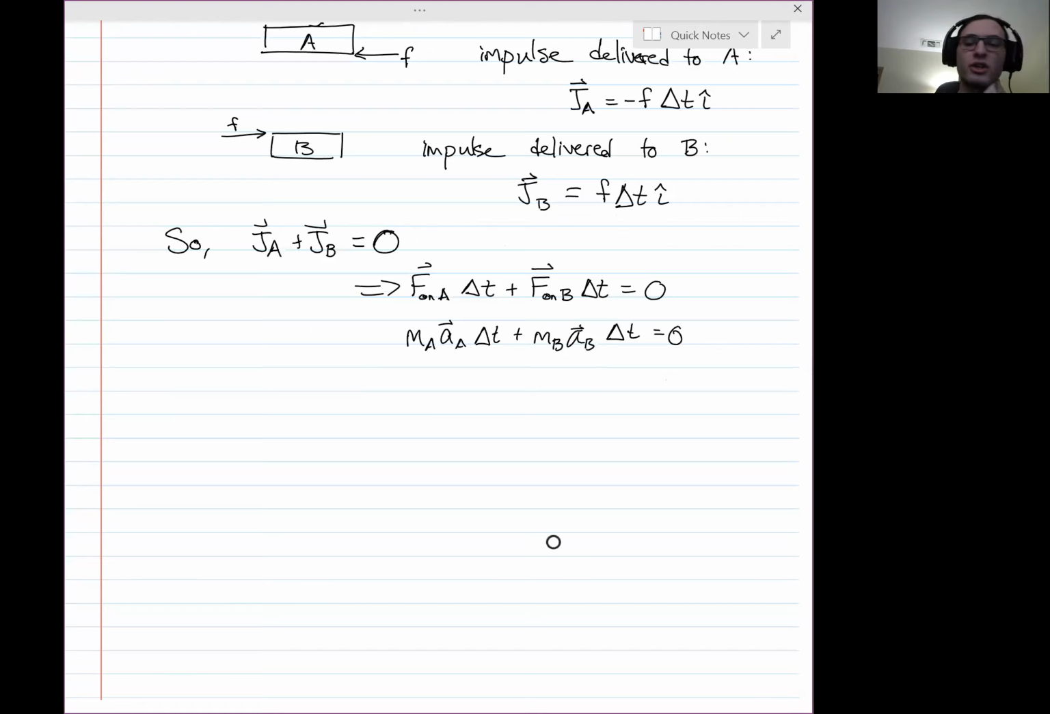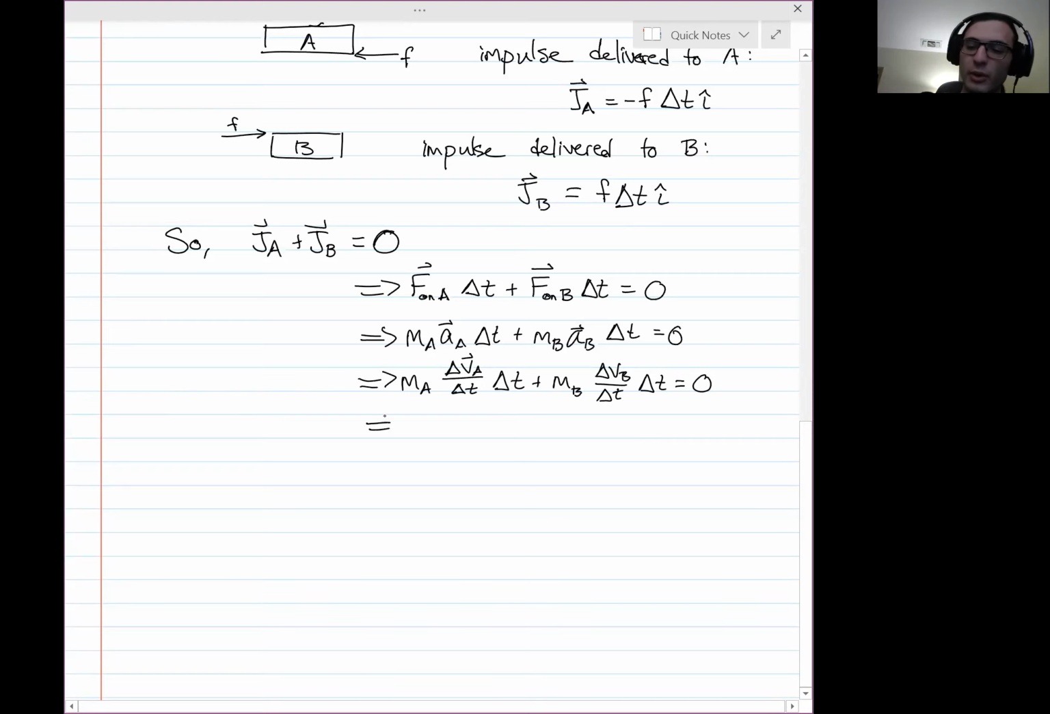But what is the acceleration? Now, we're going to assume that this is a constant acceleration problem, but all of this is valid if we just turn all of the deltas into d's. If we take delta T and make it a dt, it's equally valid. But for our sake, let's just consider deltas. Well, acceleration then is just delta VA over delta T, times delta T, plus MB times delta VB over delta T, times delta T. That's still equal to 0.